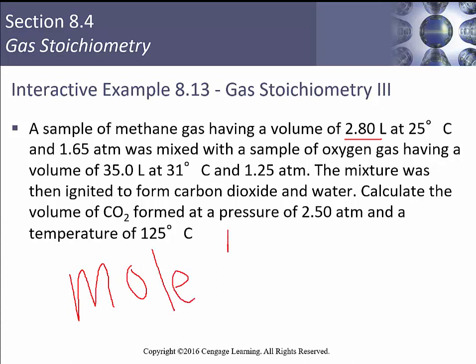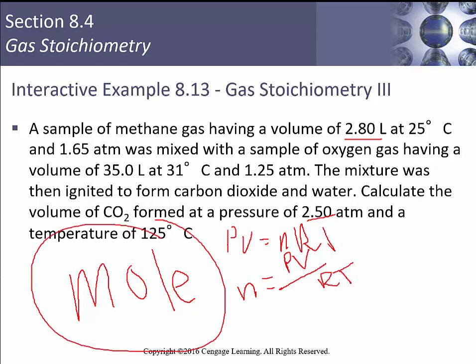find moles, right? Because if PV equals nRT, we can find moles by doing pressure times the volume over RT. So we're going to try to find moles, and then once we've got everything into moles, we can do our stoichiometry, look at our mole-to-mole relationship from a balanced chemical equation, and then put it back into whatever units they're looking for.